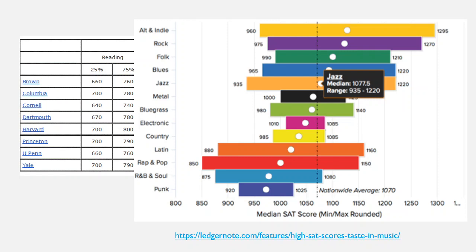So you can see that people who like alt and indie, their SAT average is oriented a little bit higher than in general versus people who like punk.